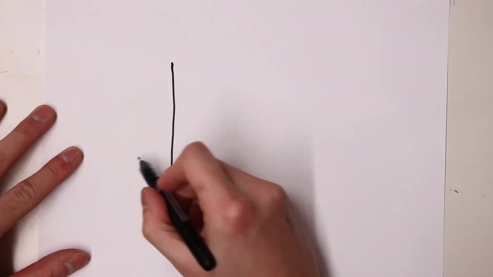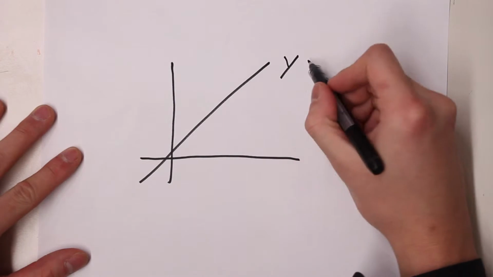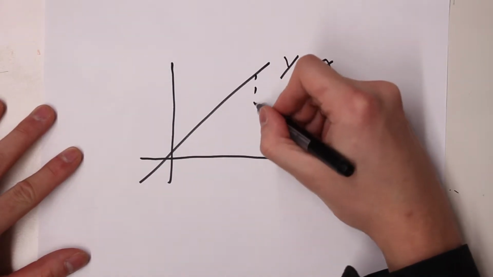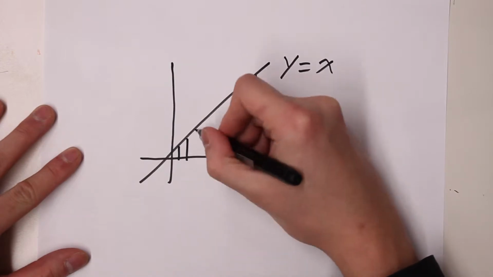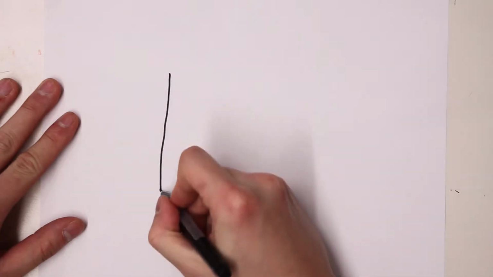An integral is really about finding the area under the curve. So for example, if we're given a simple y equals x graph and we're trying to find the integral of it, it's essentially trying to find this area, the shaded region underneath of it.